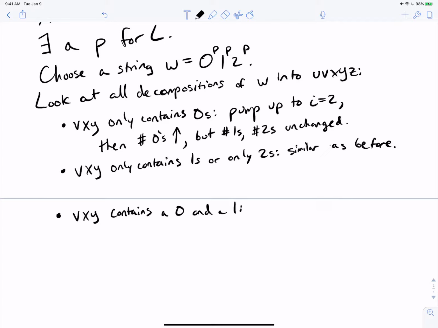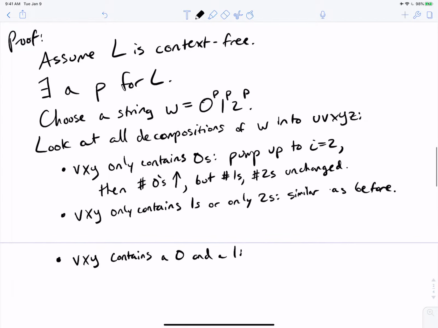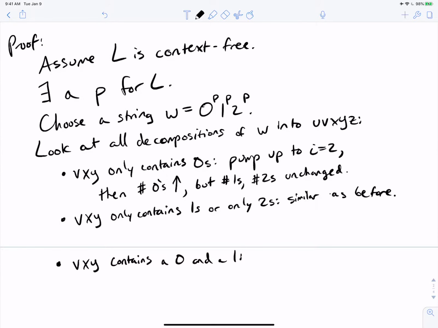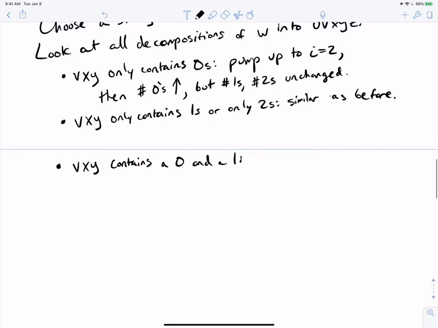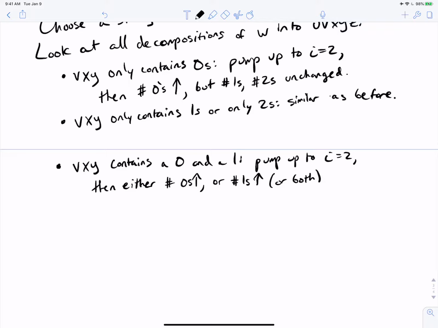Do something similar where we have a different number of 1's than 2's. So if we choose i equals 2, we should have a different number of 0's and 1's and 2's. Not necessarily a different number of 0's and 1's, but those two together are more than the 2's. Right. So if we pump up to i equals 2, then either the number of zeros went up or the number of 1's went up, or both, but the number of 2's is unchanged.